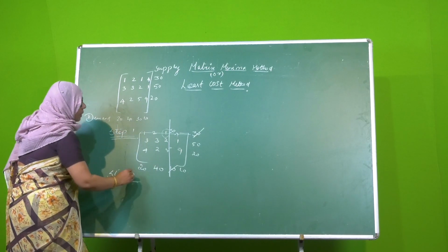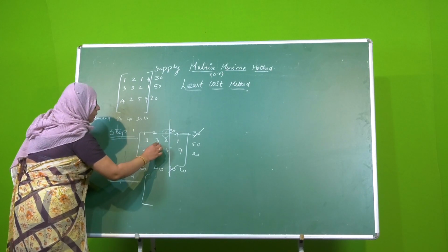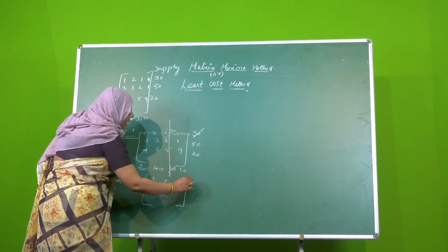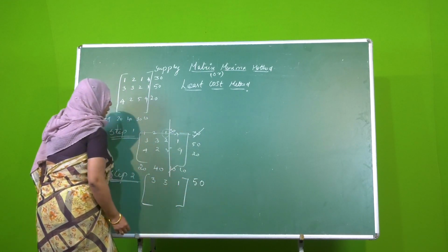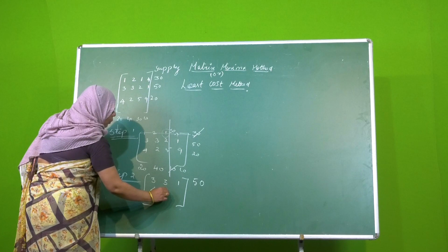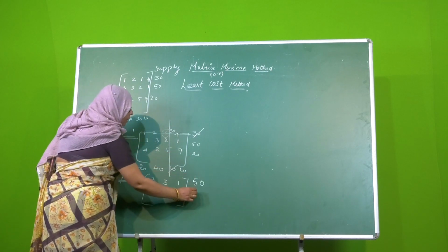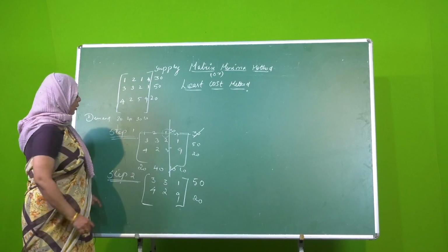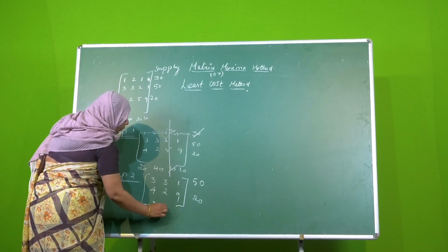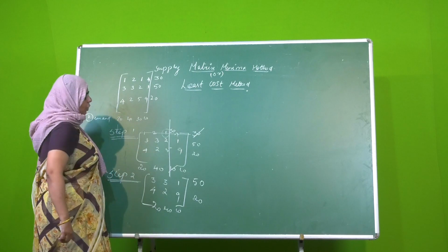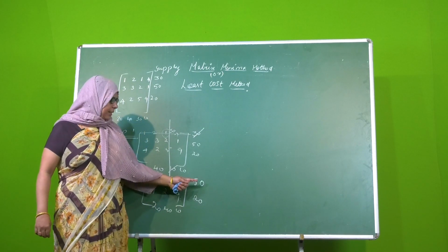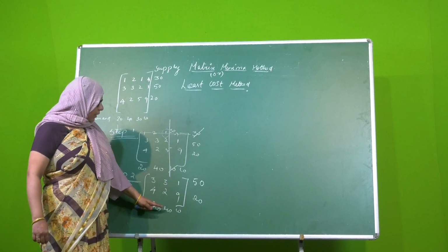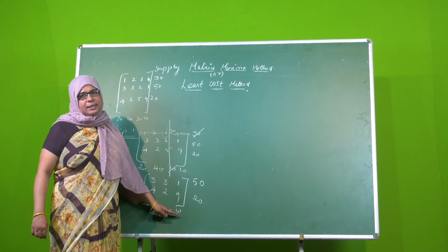What are the remaining elements? 3, 3, 1, and the supply value is 50. Next 4, 2, 9, and the supply value is 20. What is the demand value? 20, 40, 10. So you have to check whether the problem is balanced. 50 plus 20 is 70, and 20 plus 40 is 60, 60 plus 10 is 70.